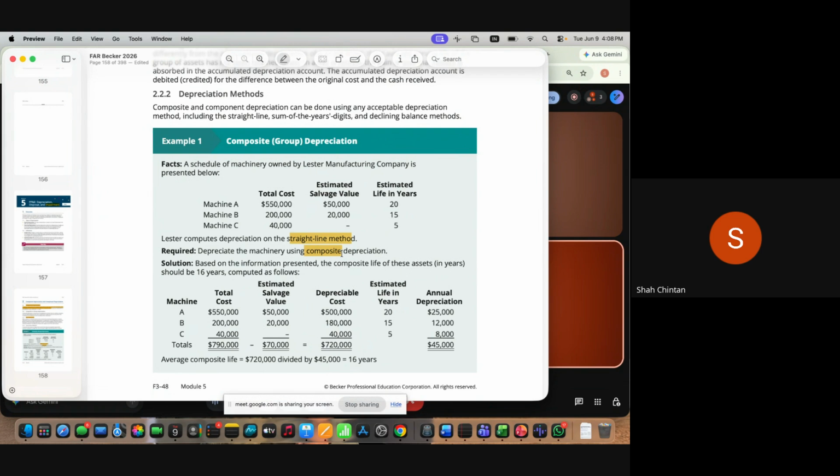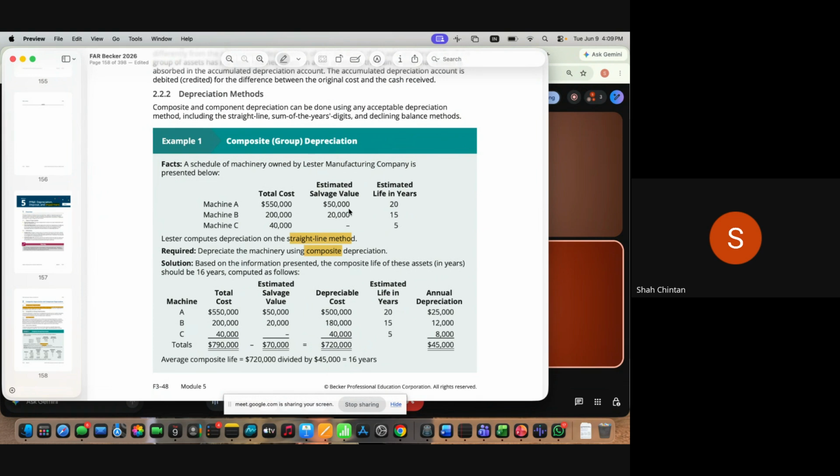So what will happen in case of group depreciation? What will happen in case of component depreciation? If you are doing a component depreciation, then your calculations are pretty simple. You just have to do the three assets separately. So cost minus salvage value divided by useful life. So 550 minus 50 divided by 20, the depreciation for machine A. 2 lakh minus 20,000 divided by 15, depreciation for machine B. 40,000 minus 0 divided by 5, depreciation for machine C. So it's a component depreciation.